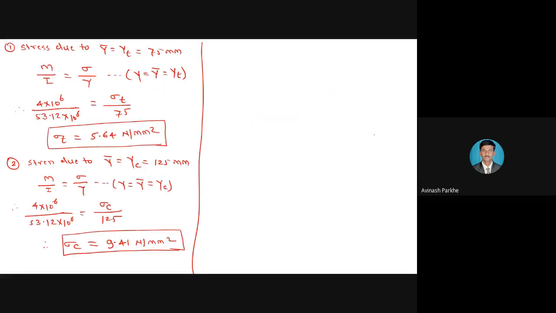So sigma t and sigma c we have calculated. Now the third thing we have to calculate is the total tensile force below the neutral axis.